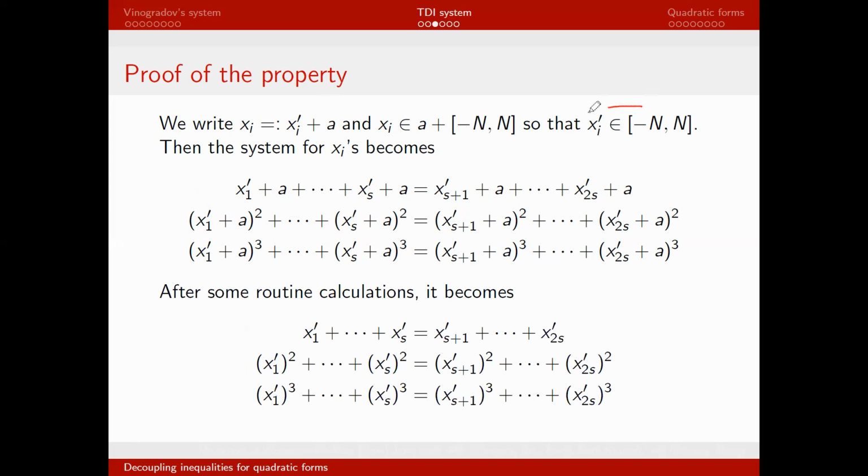But xi prime belongs to the original interval. So this essentially means that the number of solutions is invariant under translation. No matter what A is, we can translate and do some simple calculations, and we get the original system.